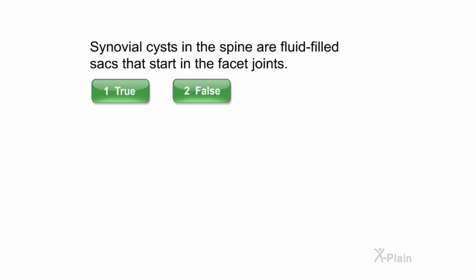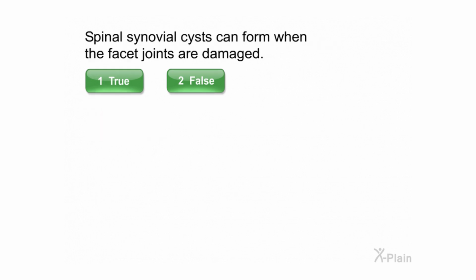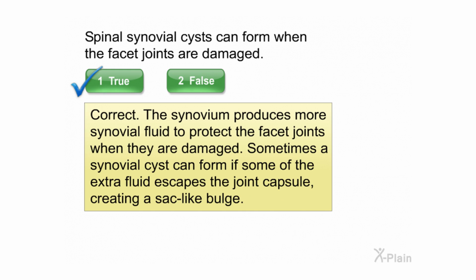Select true or false. Correct. Spinal synovial cysts can form when the facet joints are damaged. Select true or false. Correct. The synovium produces more synovial fluid to protect the facet joints when they are damaged. Sometimes a synovial cyst can form if some of the extra fluid escapes the joint capsule, creating a sac-like bulge.